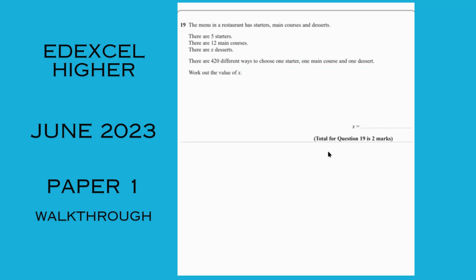Number 19, the old permutations, combinations, but actually nice and easy for number 19. All your different ways. So it's 5 starters, 12 mains, and some desserts means 420 different ways. In other words, 5 times 12 is 60, 420 divided by 60. There are 7 possible desserts.